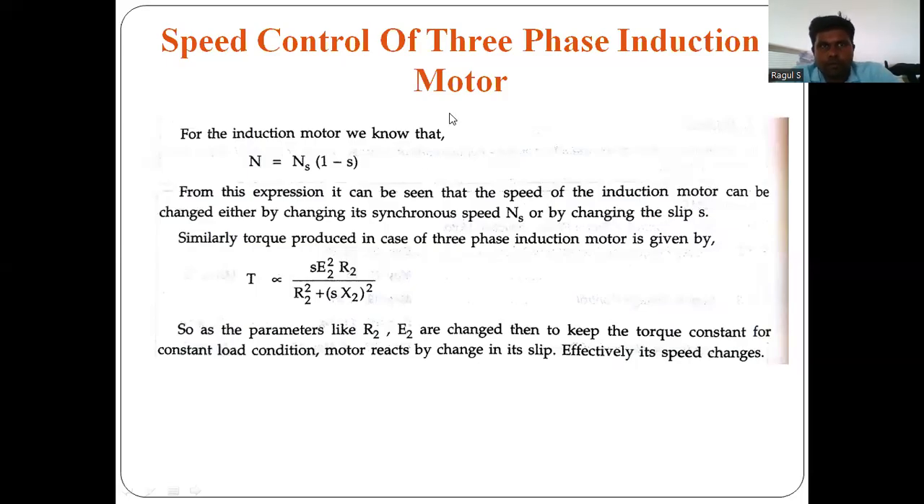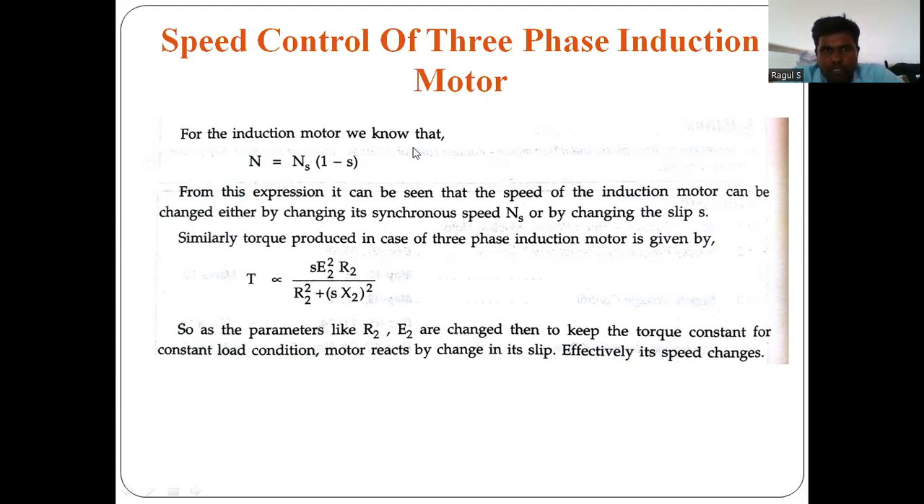Yes, students. Now we're going to discuss speed control of three-phase induction motor. First of all, we know the relationship between the speed and the different parameters of induction motors. For induction motors, the speed equation is N = Ns × (1 − s). This is the expression for the speed of the induction motor.